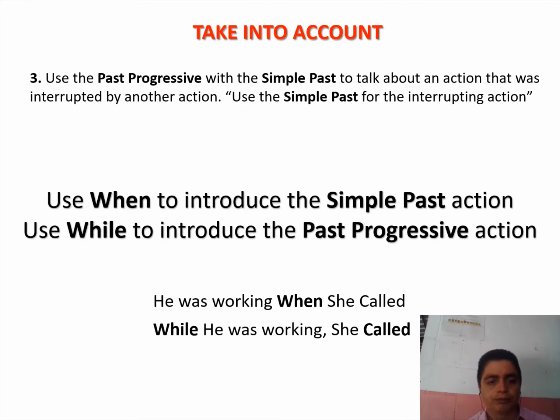Remember this. Use when to introduce the simple past action, and use while to introduce the past progressive action. For example, he was working when she called. While he was working, she called.